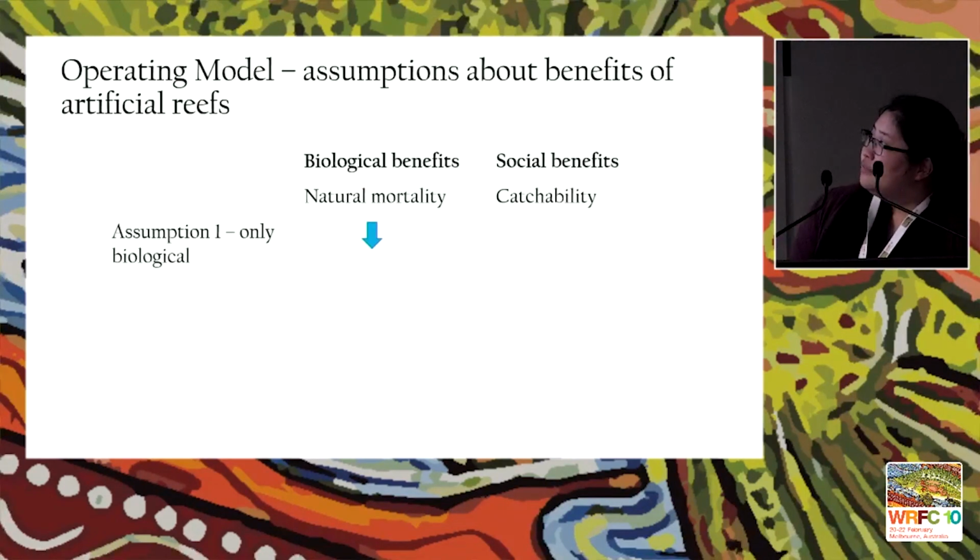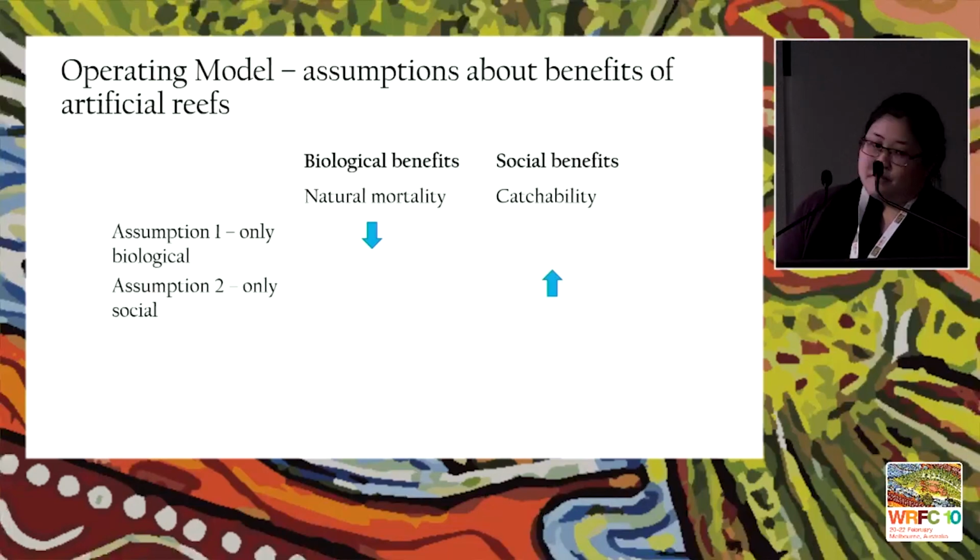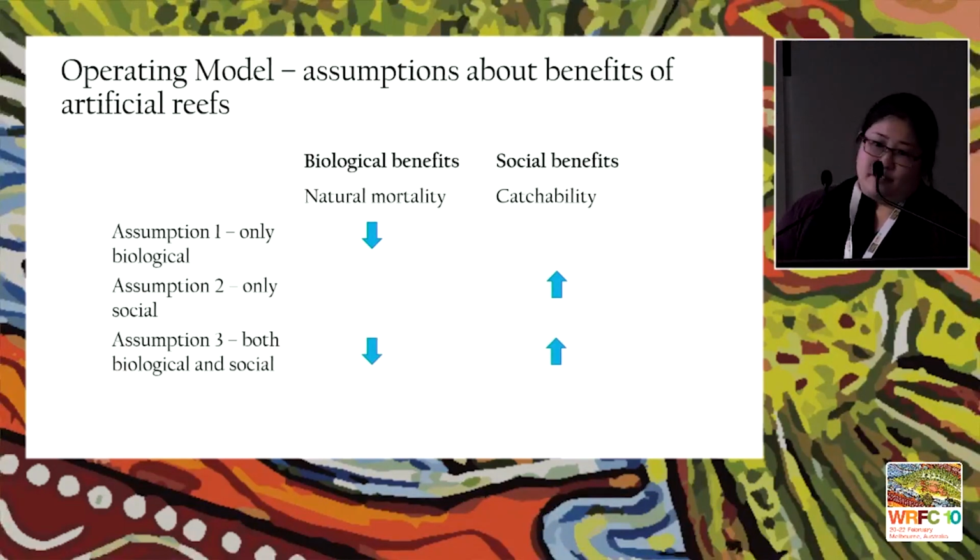So we don't really understand how artificial reefs actually affect red snapper. So that's what I'm exploring with different scenarios. The first assumption is that artificial reefs have some biological benefit of decreased natural mortality. Then I'm assuming that they have social benefits of increasing catchability. And then the last one is the combination of both. And I just increase or decrease this value at artificial reefs by 25%, just an arbitrary value.